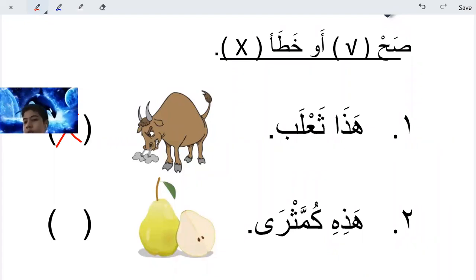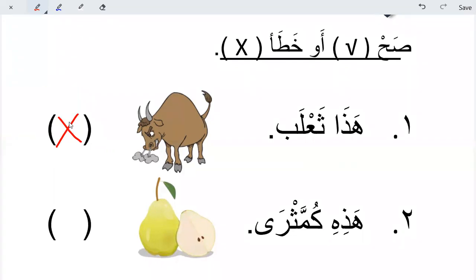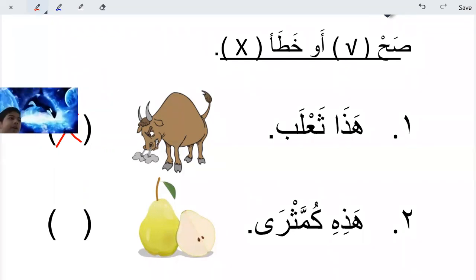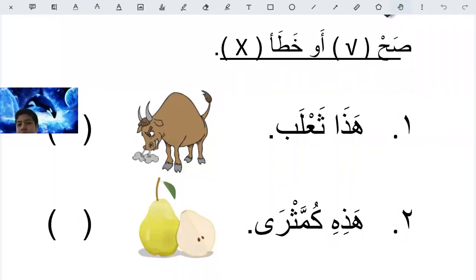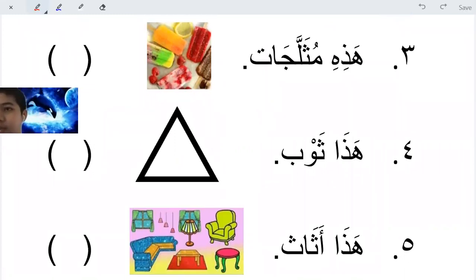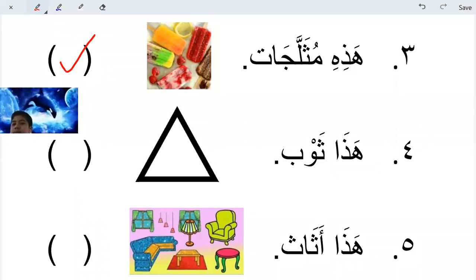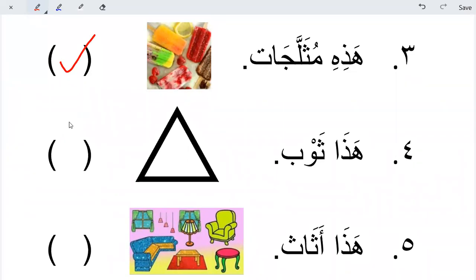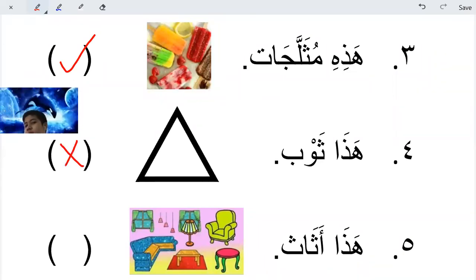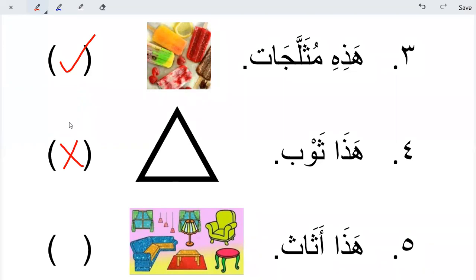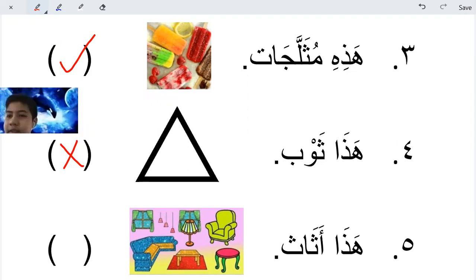Next. Hazihi kumasra. It's a correct one. Sahih. So you will say sahih. Next. Hazihi musallajat. It's sahih. Good. Haza saub. It is khata. Okay. Translation. Saub is the dress. Good. Next, haza asas is correct. Sahih.